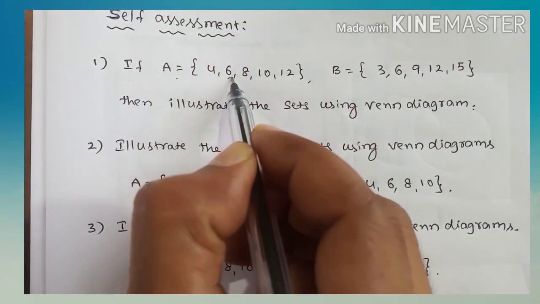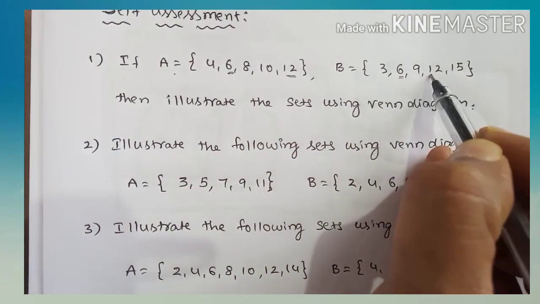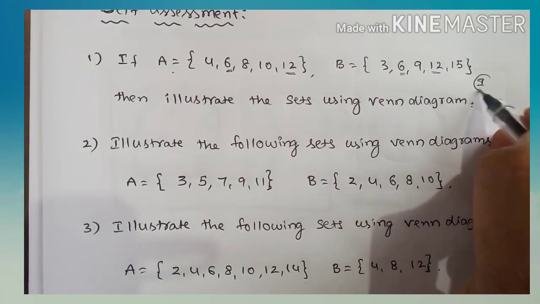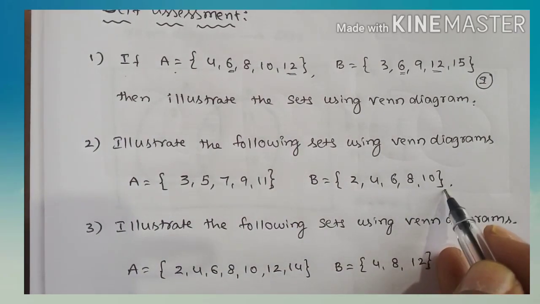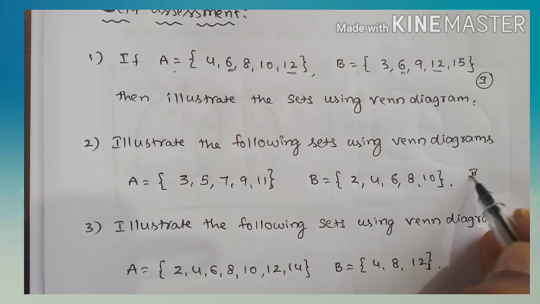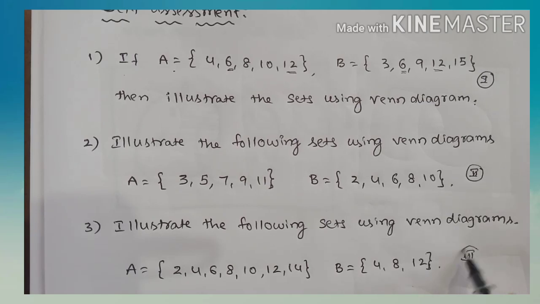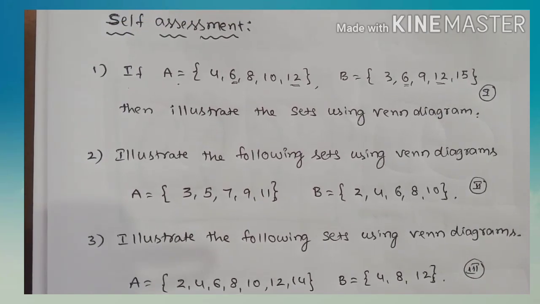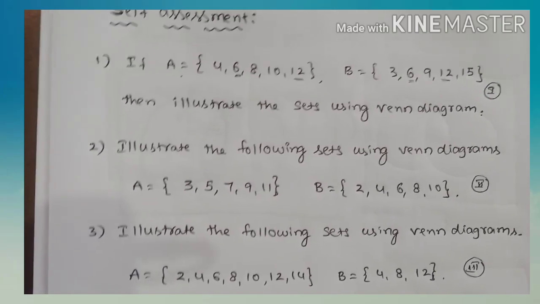Here 6 is a number and 12 is a number. Here also 6 to 12. Two numbers are there which are common. So this is type 1 diagram. Here 3, 5, 7, 9, 11 and 2, 4, 6, 8, 10. There are no common elements between them, so you have to use type 2 diagram. And this is called type 3 diagram, where all elements are common. So practice this self-assessment yourself, then you will be able to understand. Pause the video and practice them.